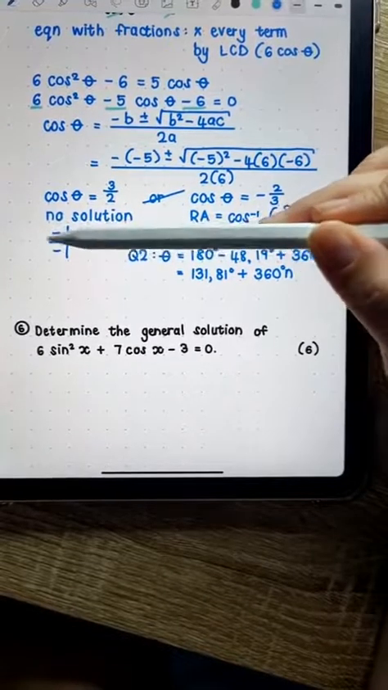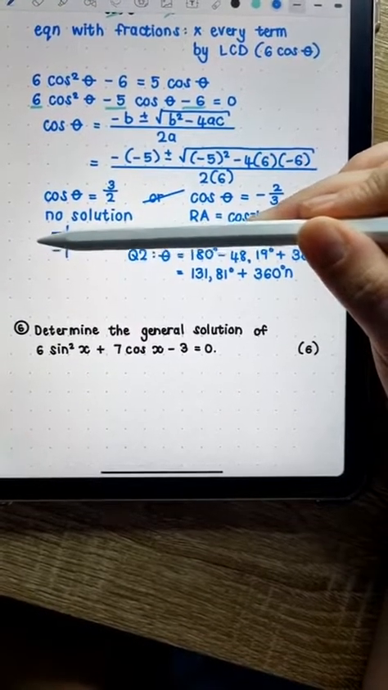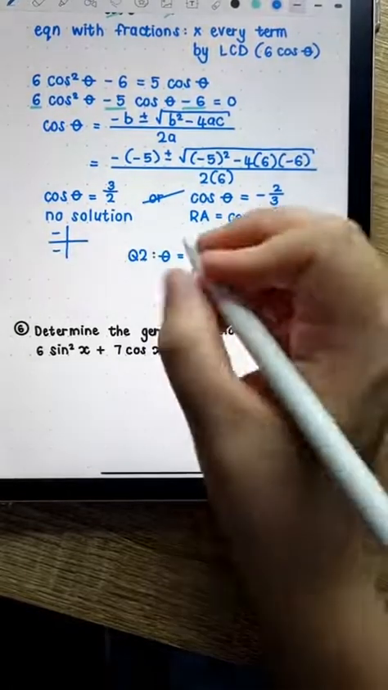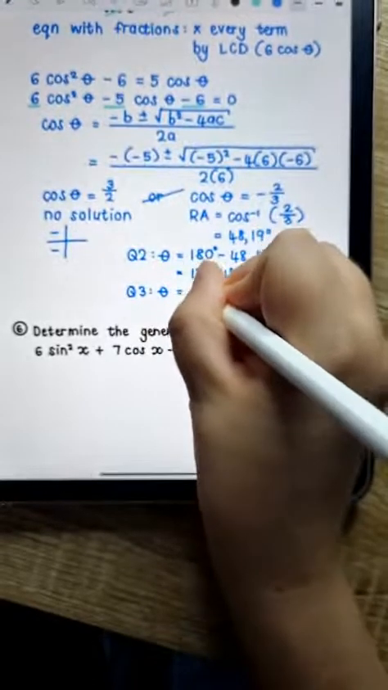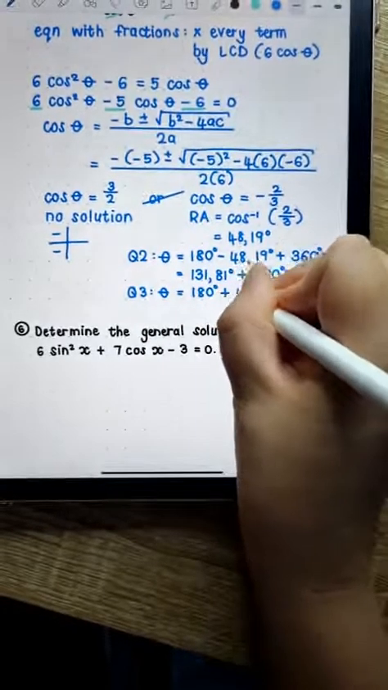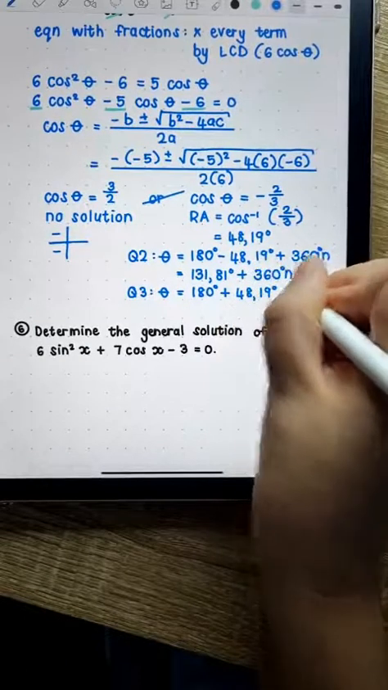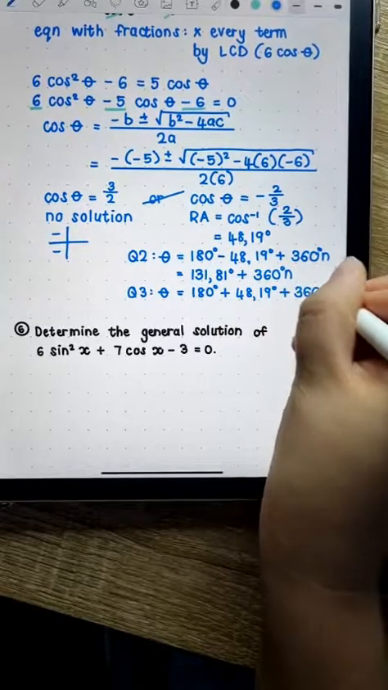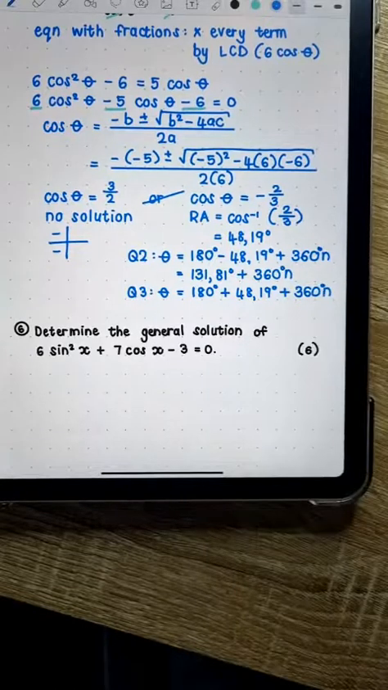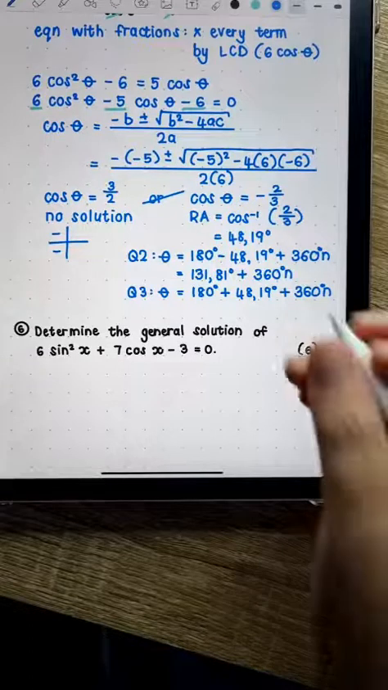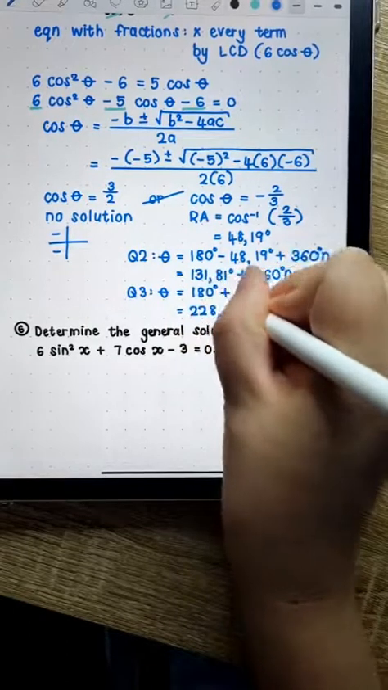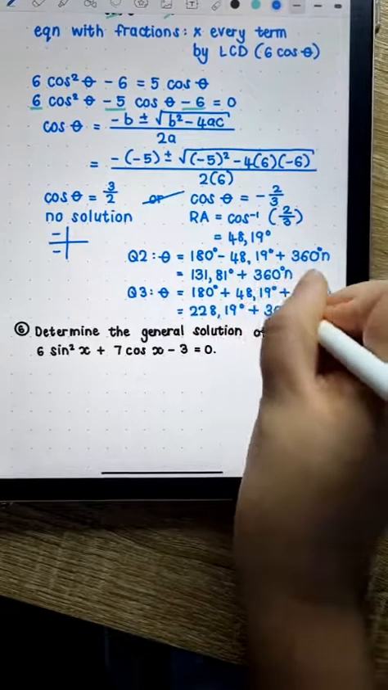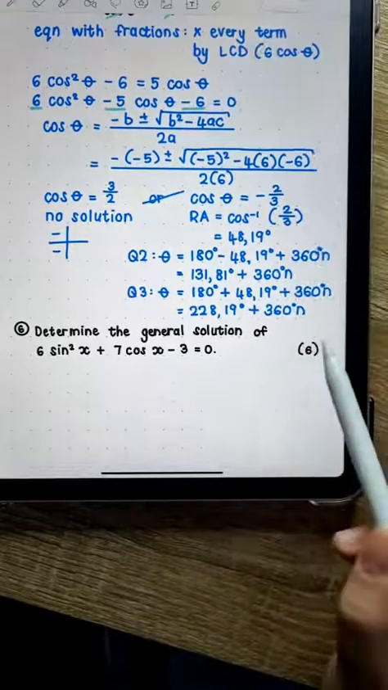we haven't worked in the third quadrant yet. It's always 180 plus the reference angle. So we're going to say for quadrant 3, theta is equal to 180 degrees plus 48,19 degrees plus 360n, and now we just need to work that out. So 180 plus 48,19 is 228,19 plus 360n. There we go. Let me just move this down a bit more.